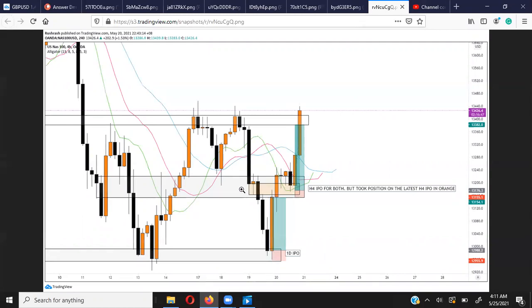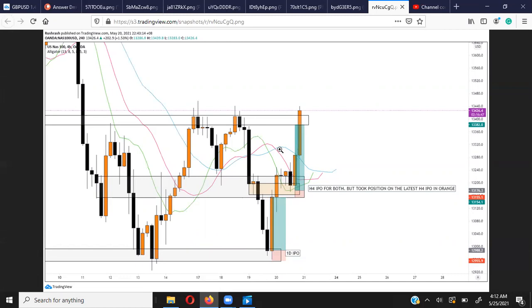If you take a look right here, after the second drop, you have the break of this IPO right here, clearly. Then you have the market coming back to retest it and an easy buy. So this was one of the easiest buys for this past week.